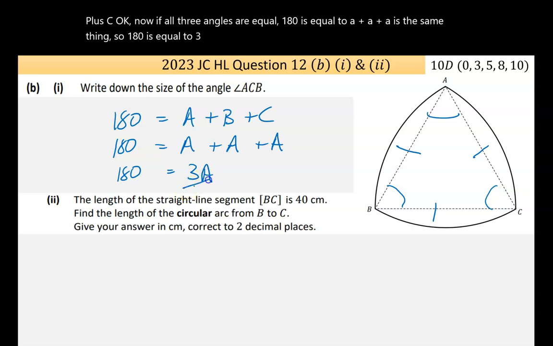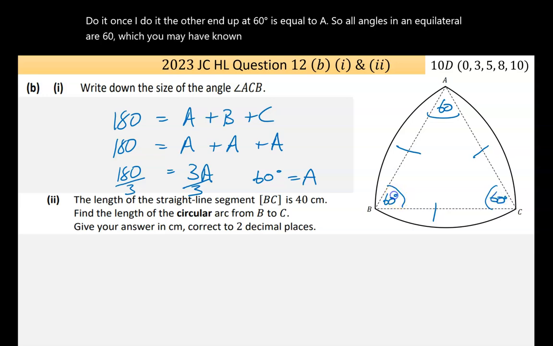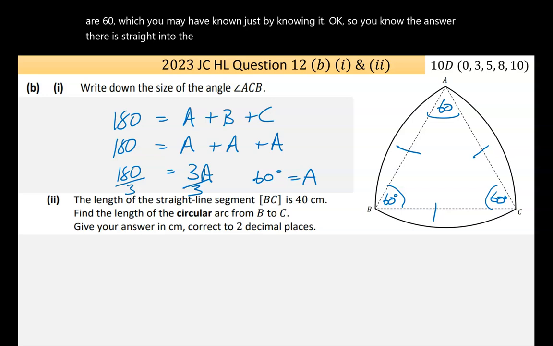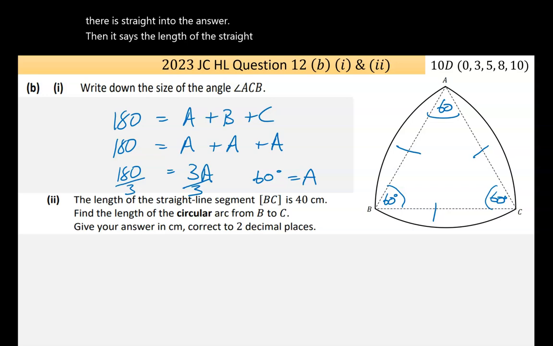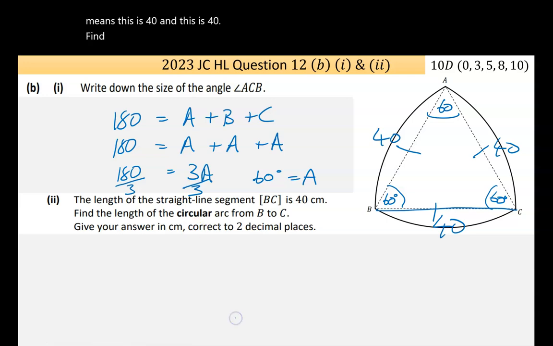Now I can get rid of that 3 by dividing by 3, do it to one side, do it to the other. I end up with 60 degrees is equal to A. So all angles in an equilateral are 60, which you may have known just by knowing it. Okay, so the answer there is 60 degrees. Then it says the length of the straight line segment of BC. So this is 40, which means this is 40 and this is 40. Find the length of the circular arc from B to C.